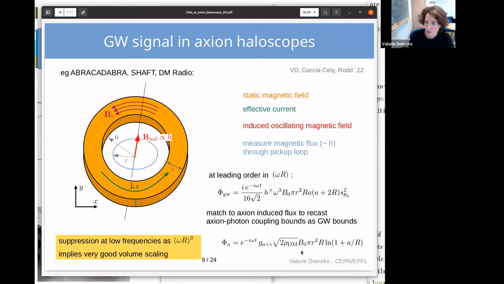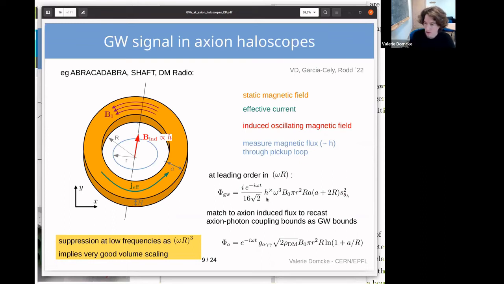So now what we can do is take the bounds, which are usually phrased in terms of g_{aγγ}. With this formula, we can translate these bounds on the magnetic flux, and recast them as bounds on this magnetic flux, which is now sourced by gravitational waves instead of axions. And in this way, just by comparing these two formulas, up to a caveat I will mention in a second, we can recast bounds set on g_{aγγ} as bounds on the gravitational wave amplitude h.